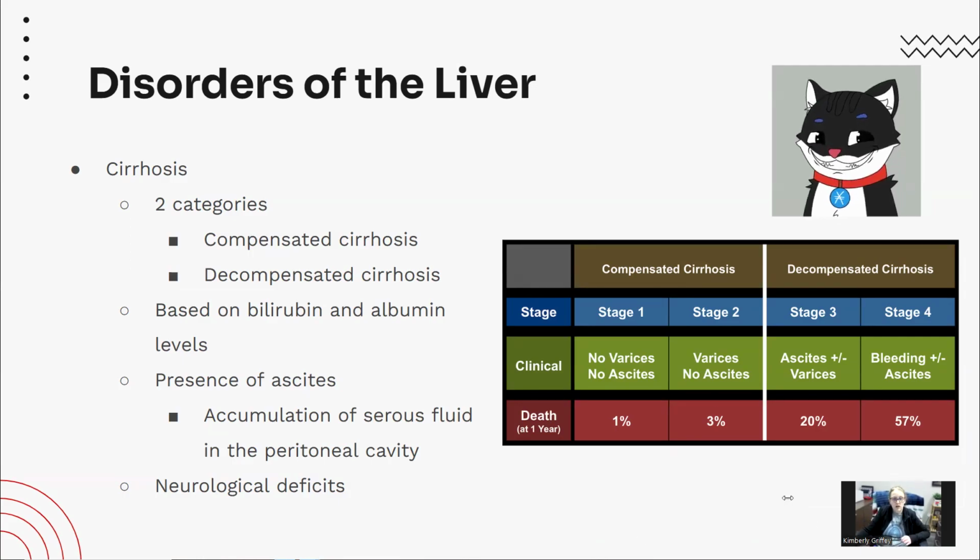So in this chart, you have compensated, so you have stage 1 and stage 2. In stage 1, you have no varices, no ascites. Stage 2, you have esophageal varices, but no ascites. With decompensated, you'll either have ascites or varices or both. In stage 4, you're going to have bleeding and/or ascites. So you're going to have lots more complications from that.